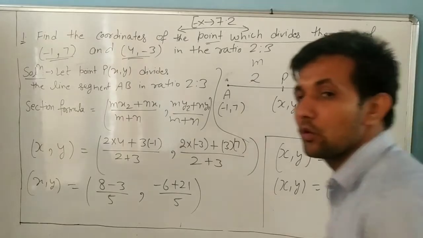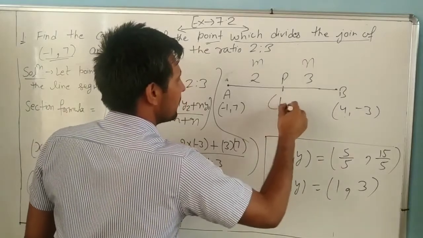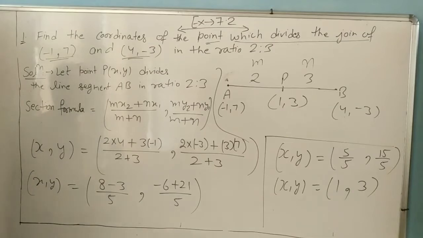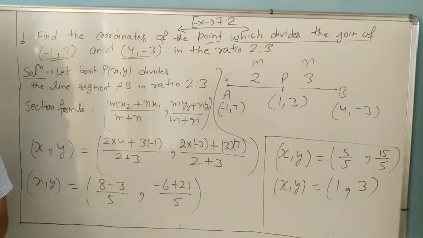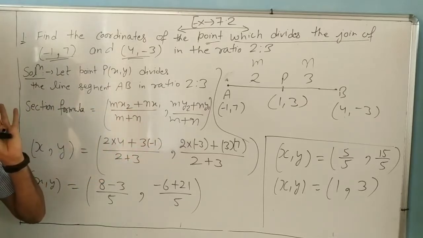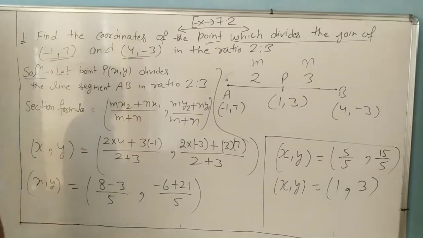So what are the coordinates of point P? The coordinates of point P are 1 and 3. We only put the values in the formula. It's very simple. You have to remember the formula. In every question we will do the same process. Okay dear? So note it down.